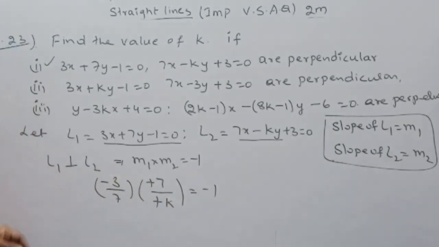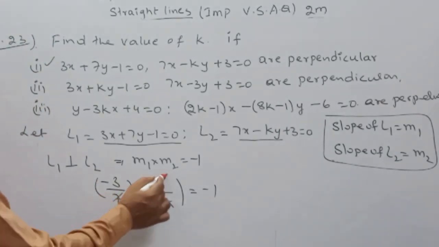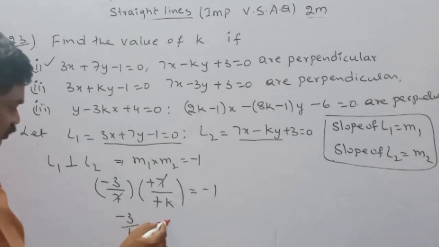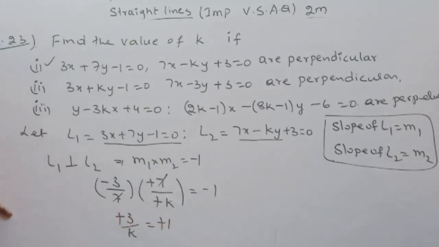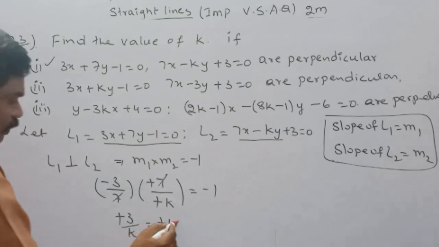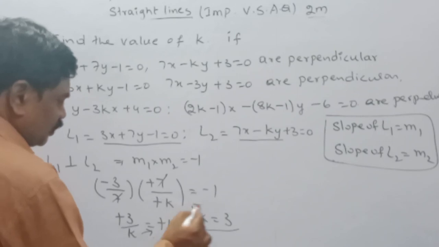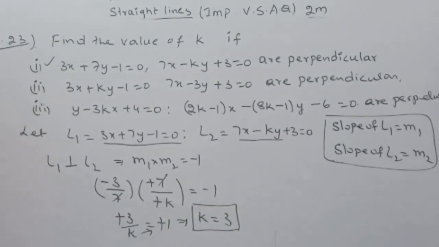Here minus minus gets plus. 7 cancels. Minus 3 by k is equal to minus 1. Minus minus plus on both sides. By cross multiplication, k is equal to 3. What is the value of k? K value is 3. Okay, all of you.